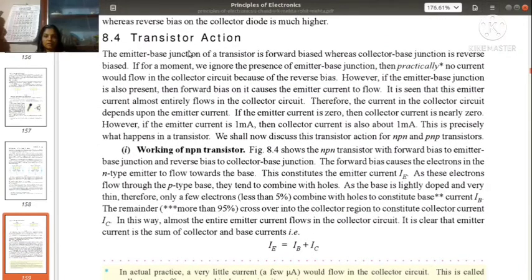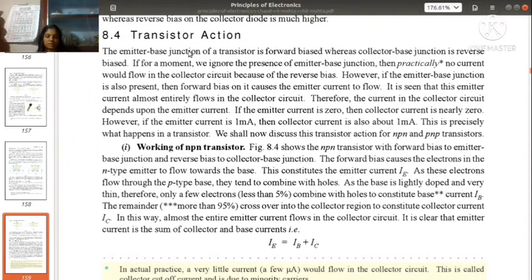So that's all, some general facts about the transistor. Now we can discuss the transistor action, how this transistor works. The emitter base junction of a transistor is forward biased, whereas the collector base junction is reverse biased, which we have seen. If for a moment we ignore the presence of the emitter base junction, then practically no current would flow in the collector circuit because of the reverse bias. However, if the emitter base junction is also present, then forward bias on it causes the emitter current to flow.